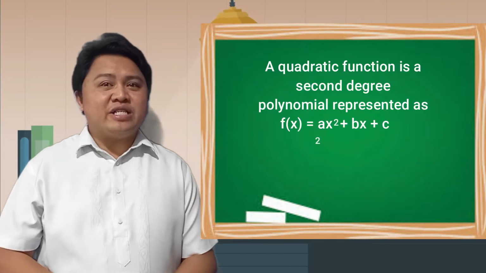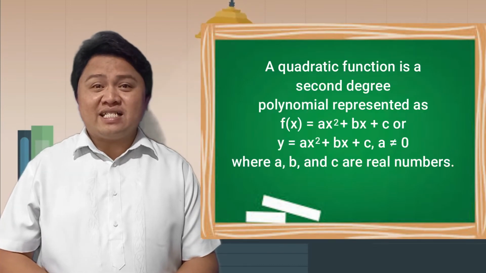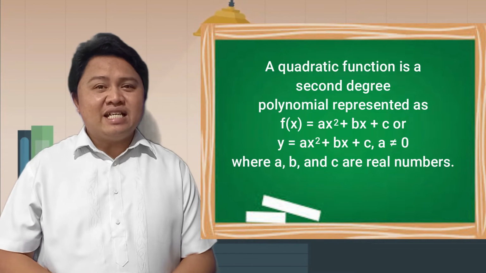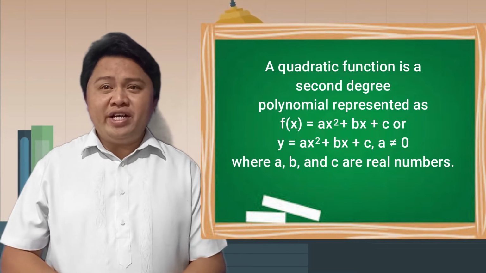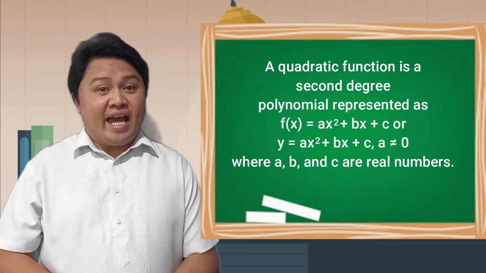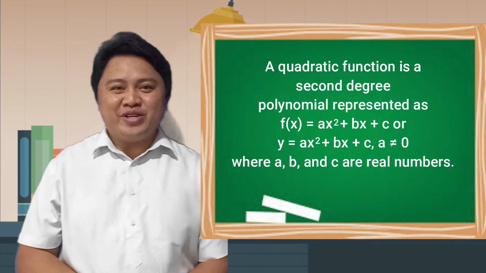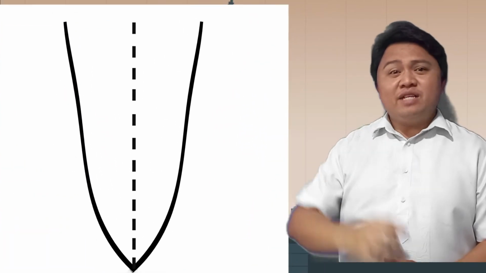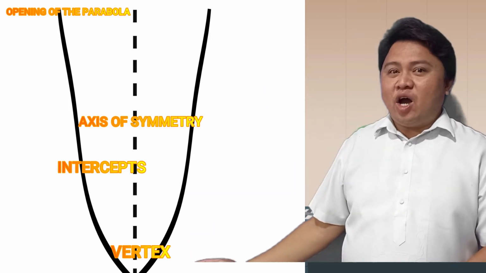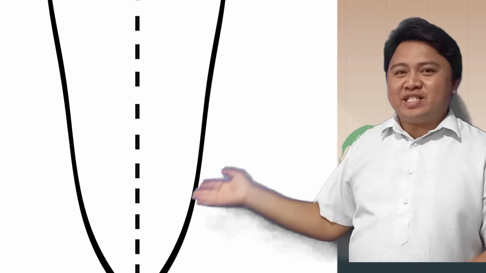Now, let us define quadratic function and its graph. A quadratic function is a second-degree polynomial represented as f of x equals ax squared plus bx plus c, or y equals ax squared plus bx plus c, where a is not equal to 0, and a, b, and c are real numbers. The graph of a quadratic function is a parabola. It has different properties including the vertex, axis of symmetry, opening of the parabola, and the intercepts.